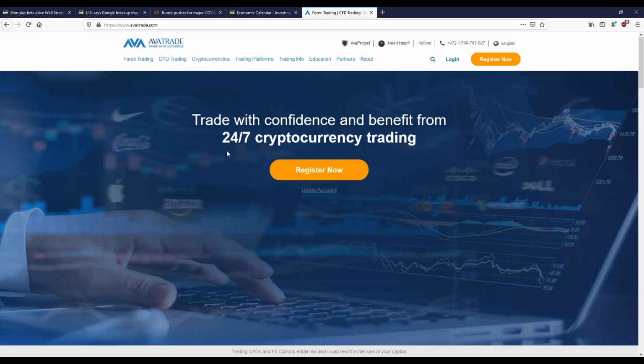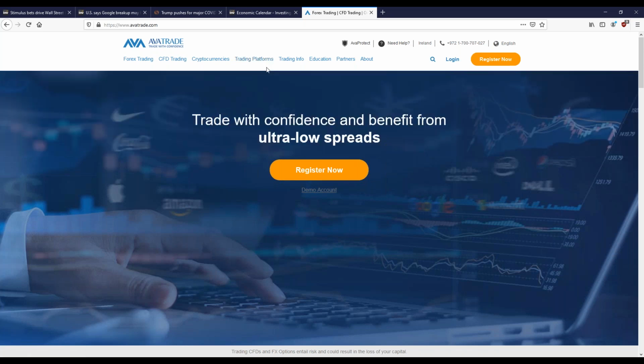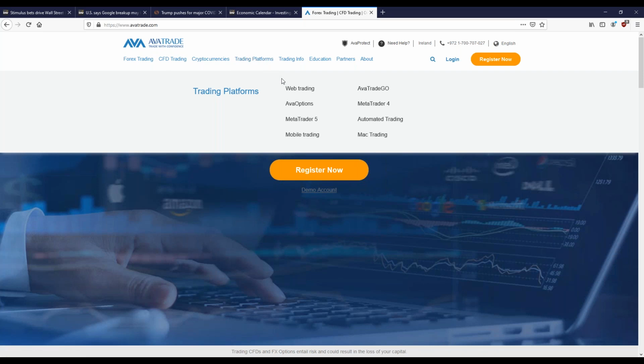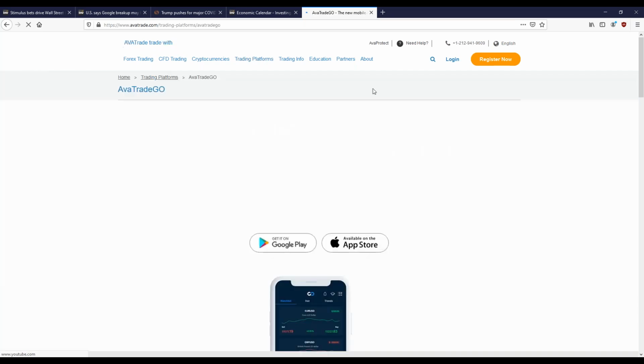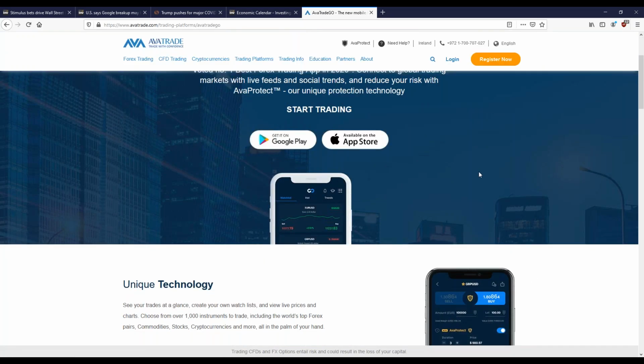So let's take a look at some things. If we look at the trading platform, we can see on our main website, the trading platform options, and I mentioned Avatrade Go. So this is the Avatrade Go app. You can download it from the Google Play Store, the Apple App Store.